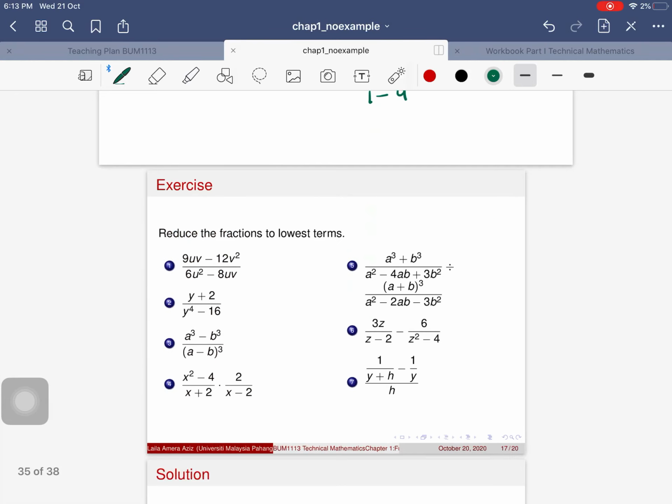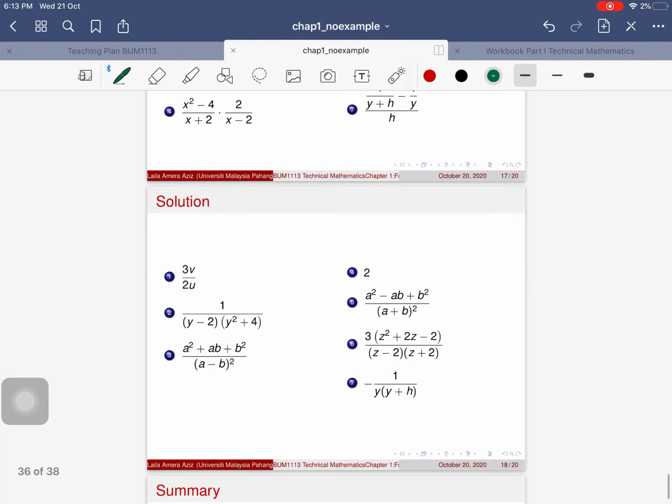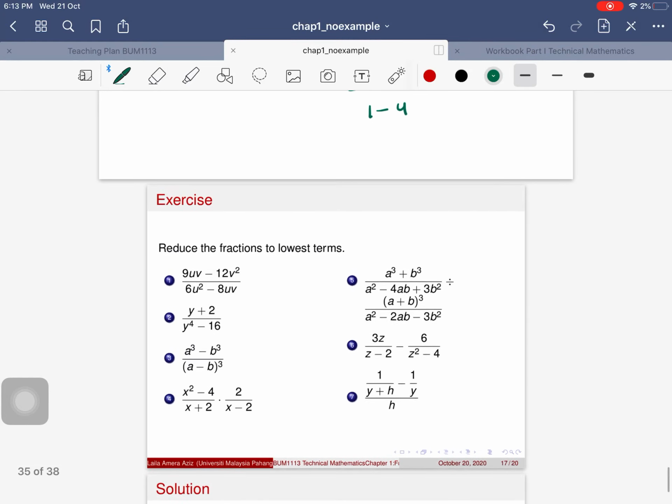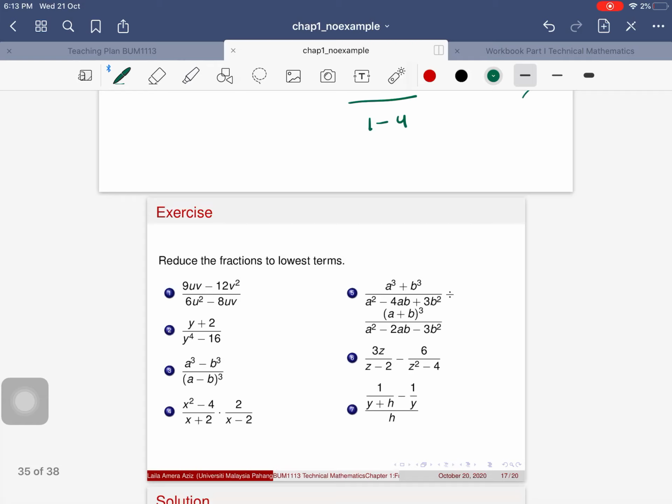I prepared some exercises right here with the solutions as well, so you can try all of them. This will be the end of chapter 1. It's a very simple chapter, and I'm pretty sure you would have no problem with this. So attempt them, and let me know if you have any problems.